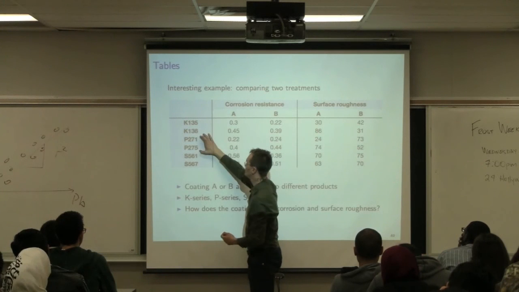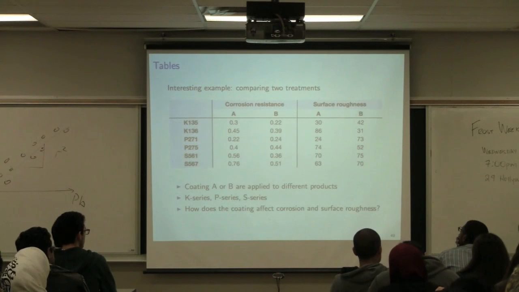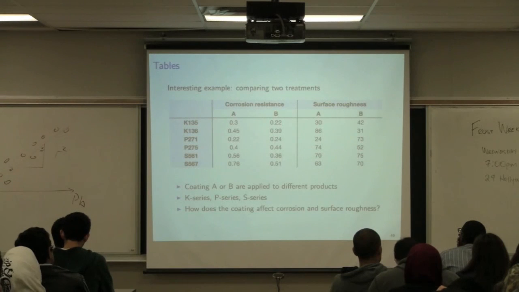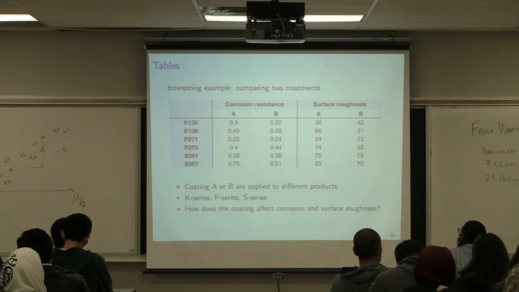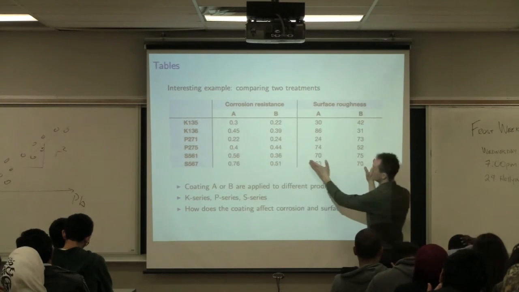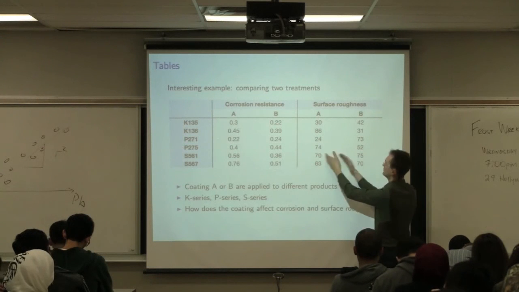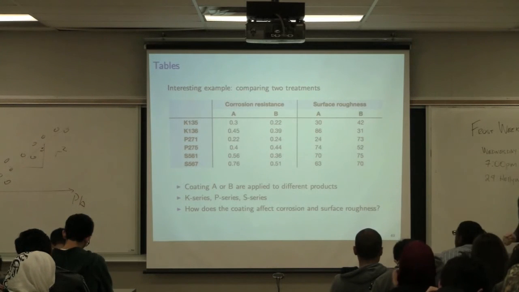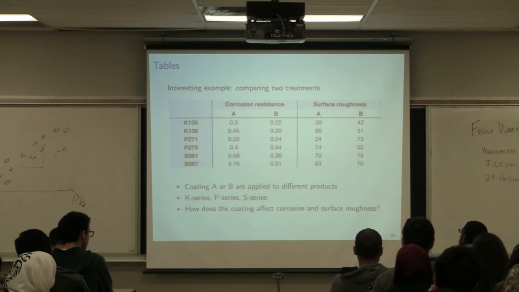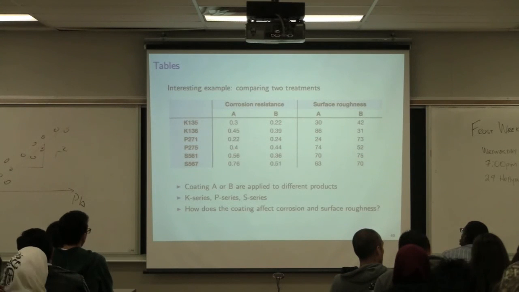So I've got my K series, my P series, and my S series of products that I'm applying treatment A and treatment B. I've got another set of experiments where I've not measured only corrosion resistance, but I've also measured surface roughness. So the same idea of surface roughness under treatment A versus surface roughness under treatment B. Here, a data table can help answer some of our questions.